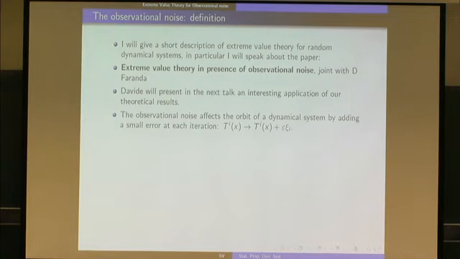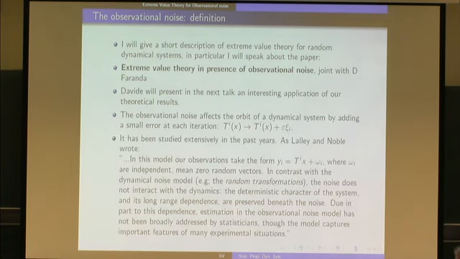Okay, so the observational noise is really very simple. Basically, you have your map, and instead of taking the iterates of a point x, you take the iterates of the point x, and when you arrive at some point, you add some noise. Epsilon is the strength of the noise. This has been studied even by strong probability guys like Lalley and Nobel, and they wrote here that this noise is important for several reasons.